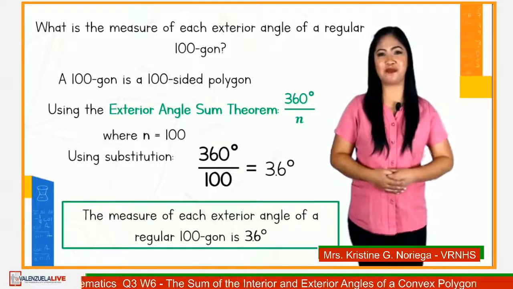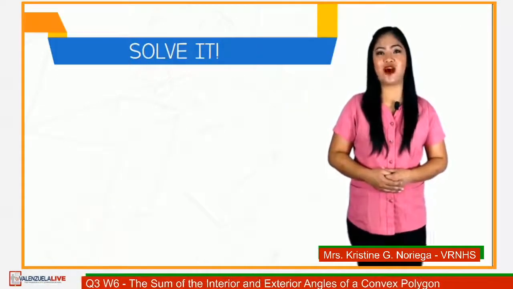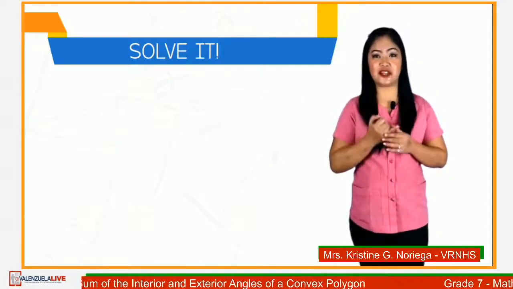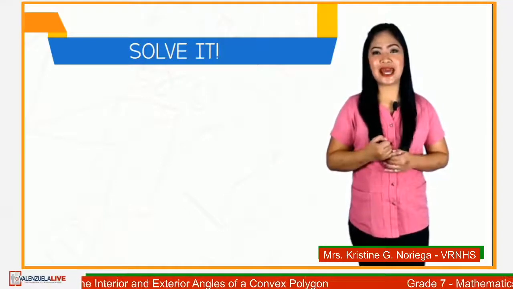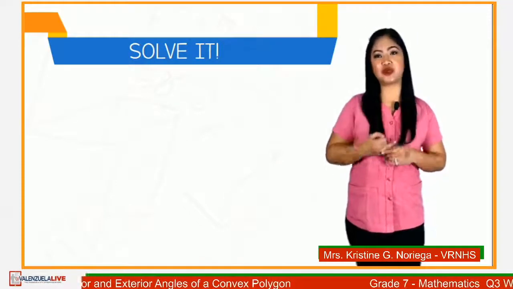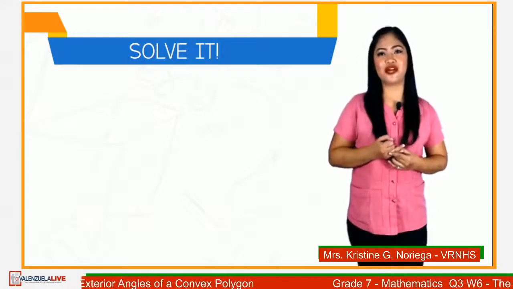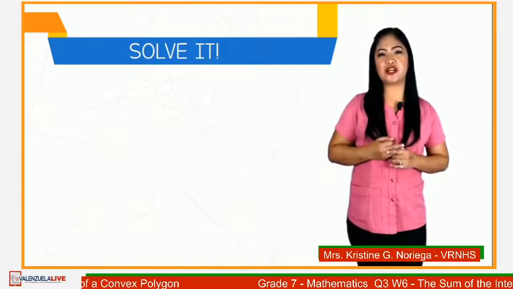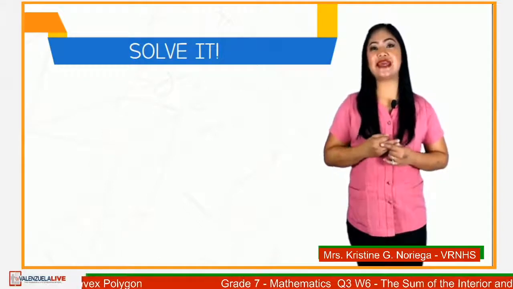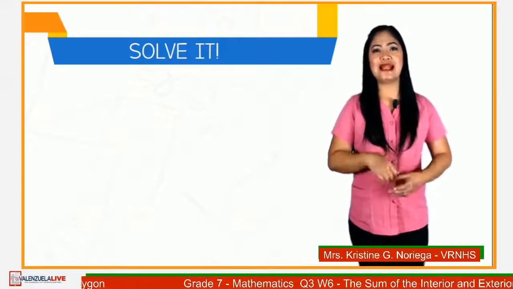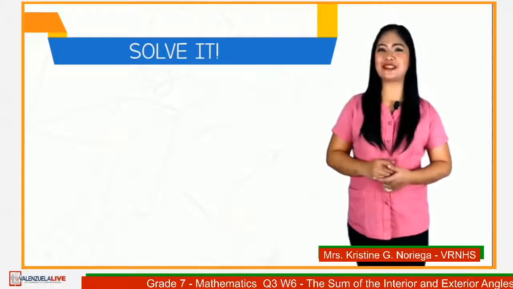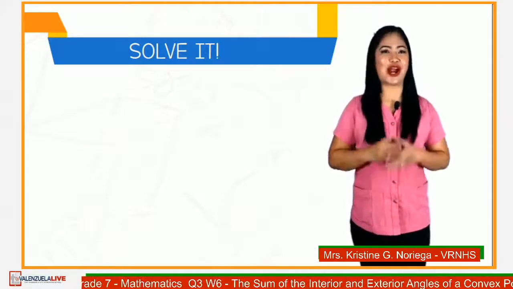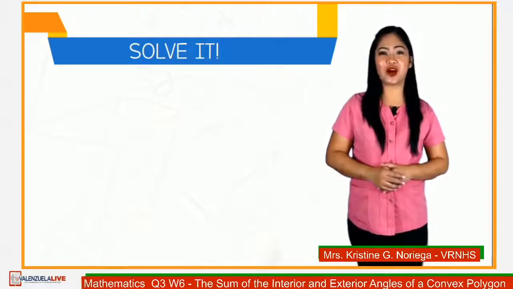We are almost done, but let us recap first the concepts that we discussed for this week. First, we differentiate interior from exterior angles. Second, we also differentiate convex to non-convex polygon. Third, we have discussed three formulas: sum of interior angles, the polygon interior angle sum formula, and the exterior angle sum formula. Let us answer just a few practice questions for us to check how much you understand this week's lesson. Are you ready? Let us solve the following.